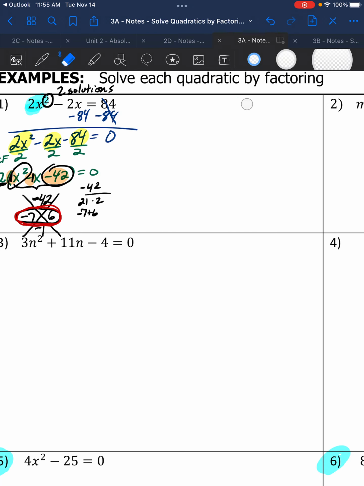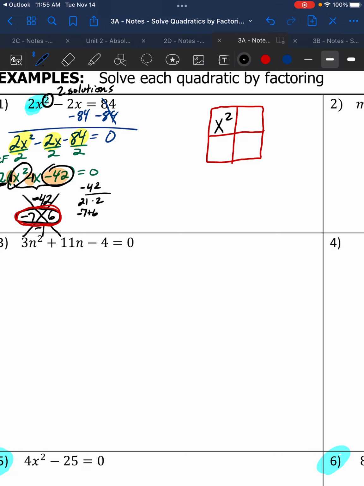So let's do this. We have the Punnett square. Top left is my a term, which is x squared. My b term is split into the negative 7 and the positive 6. They have to add up to the middle term though, so we have to have x's on them. Negative 7x plus 6x is negative 1x. And then the bottom right is the c term, negative 42.